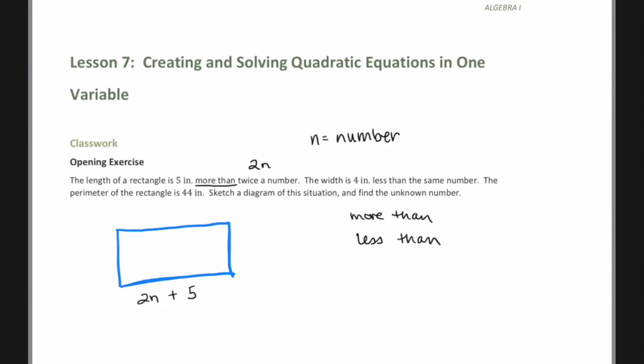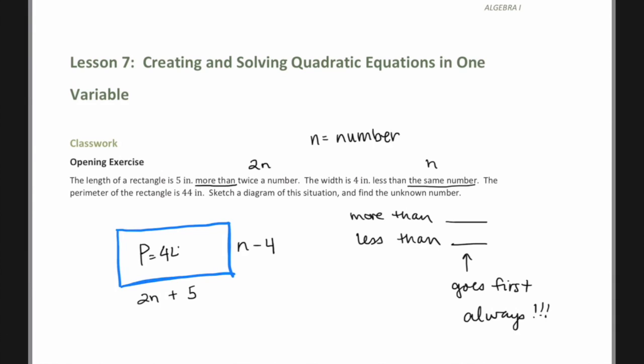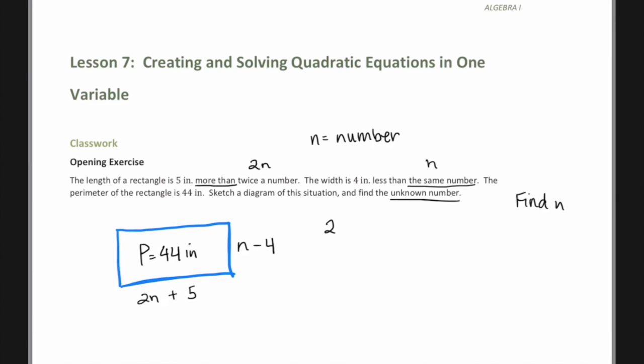Now, this is a common student mistake here, and I want to pause a little bit to talk about it. Whenever you have something that's more than something else, whatever comes after the "than" has to go first. So a lot of students will write 5 plus 2n, and that's completely wrong. It's actually 2n plus 5. And so when something is less than the same number, like the width, then your width is n minus 4, not 4 minus n. That would give you a completely different answer.